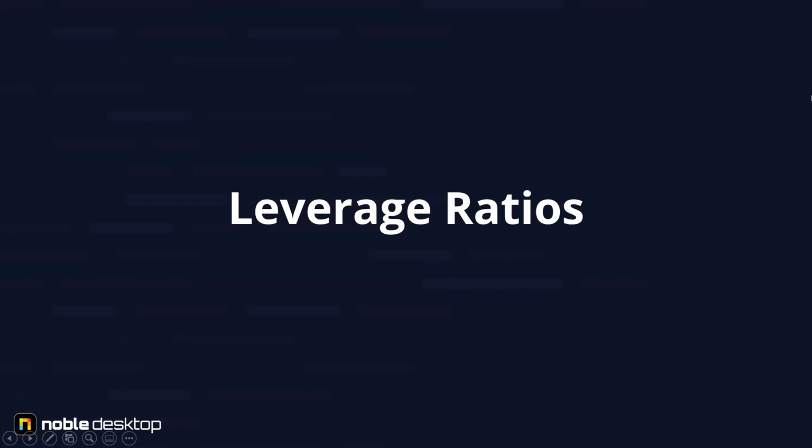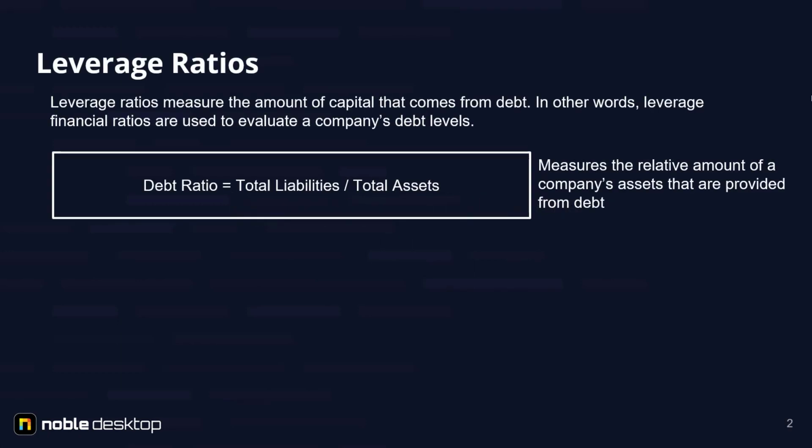Leverage ratios measure the amount of capital that comes from debt. In other words, leverage financial ratios are used to evaluate a company's debt levels. Debt ratio measures the relative amount of a company's assets that are provided from debt. Debt ratio calculates as total liabilities divided by total assets.